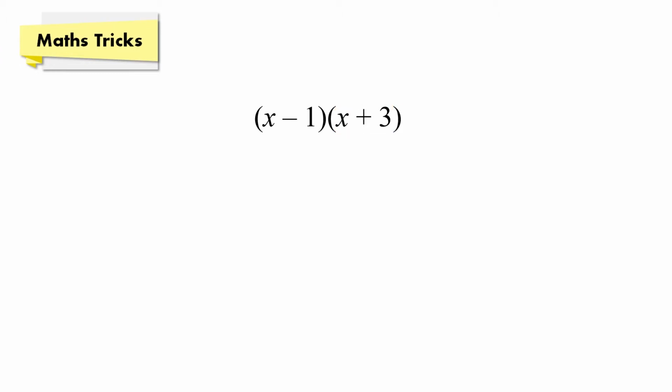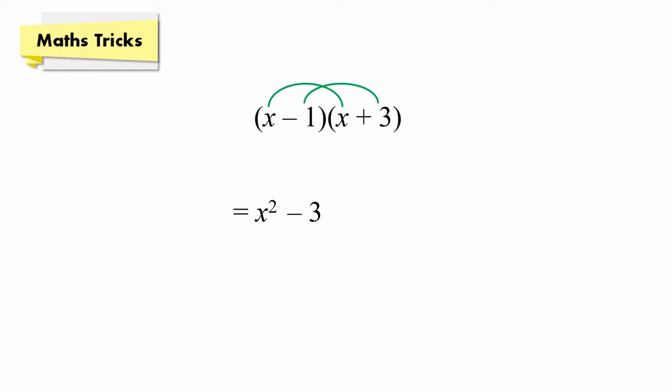We draw two eyes first. The first eye is x times x. So we have x square. The second eye is negative 1 times positive 3. So we have negative 3.